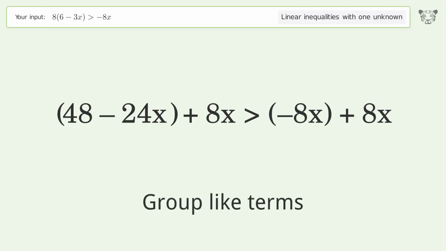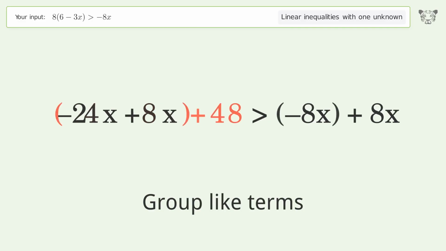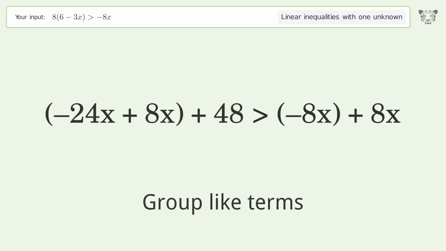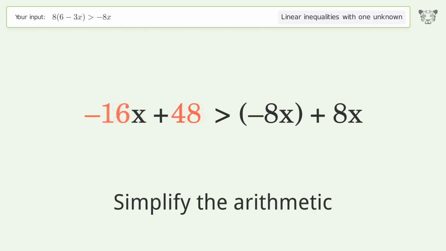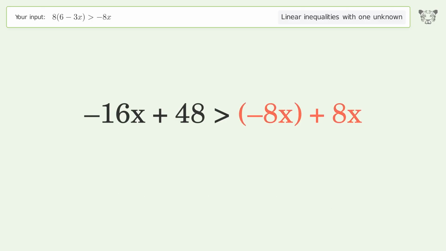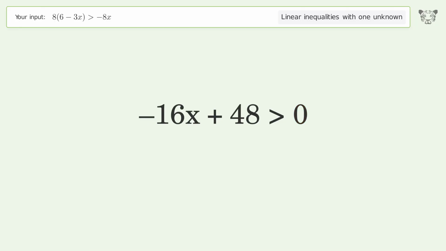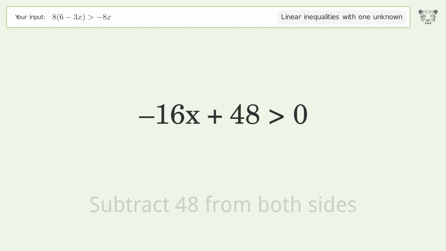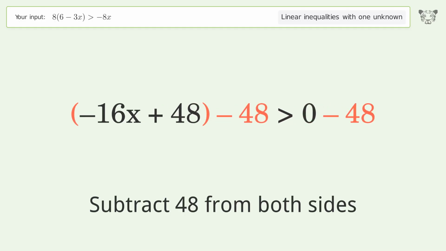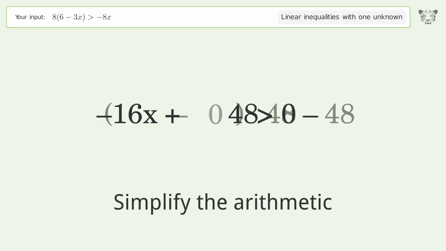Group like terms. Simplify the arithmetic. Group all constants on the right side of the inequality. Subtract 48 from both sides. Simplify the arithmetic.